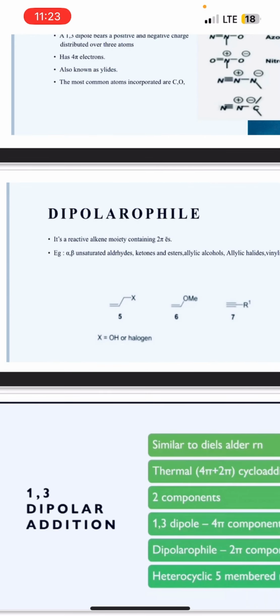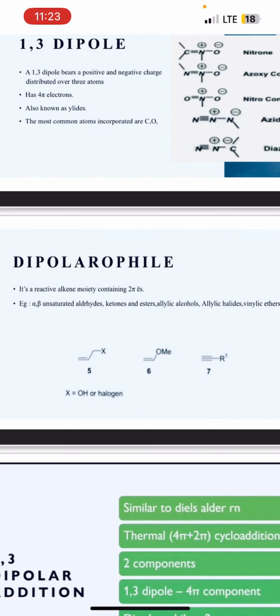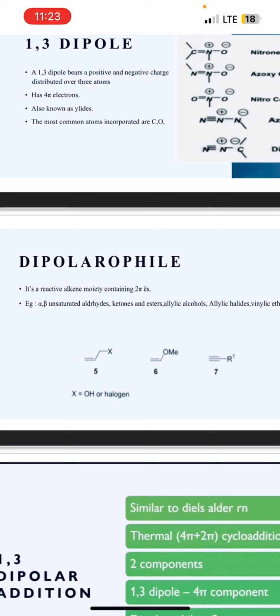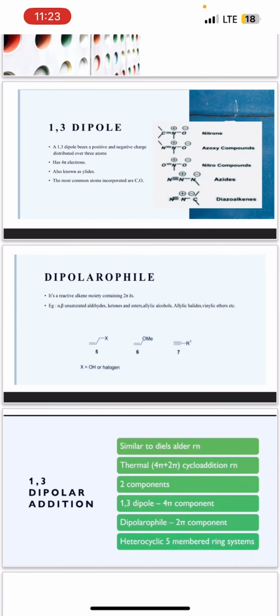Now we are going to look at what is a dipolarophile. A dipolarophile is a reactive alkene moiety containing 2 pi electrons. It's an alkene, a reactive moiety that contains 2 pi electrons. In the 1,3 dipole there are 4 pi electrons, but in the dipolarophile they have 2 pi electrons. Examples: alpha beta unsaturated aldehydes, ketones, esters, allylic alcohols, etc. Just take a look at these examples.